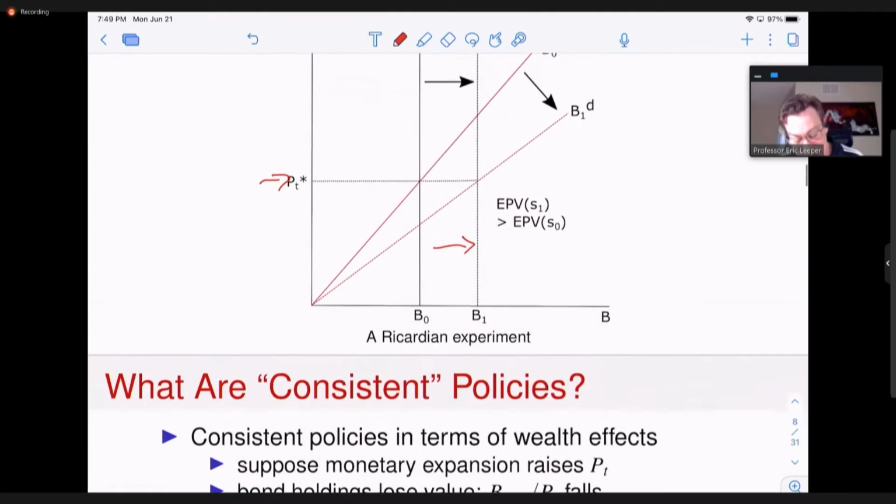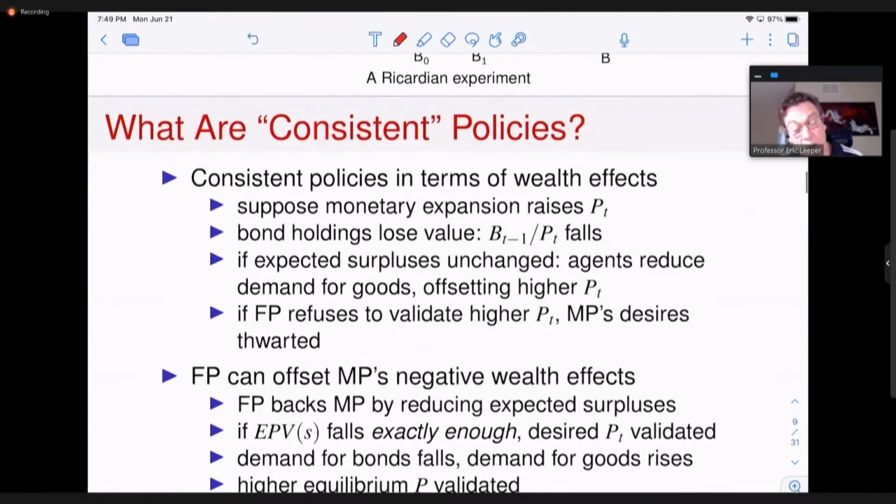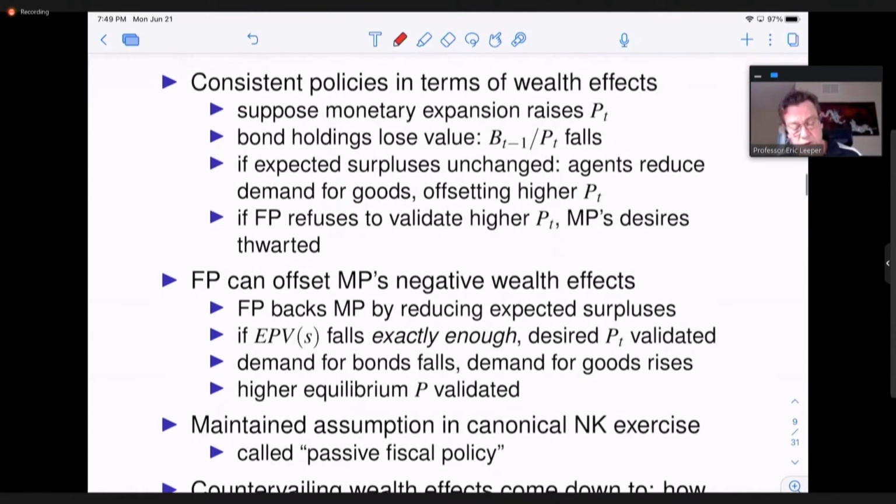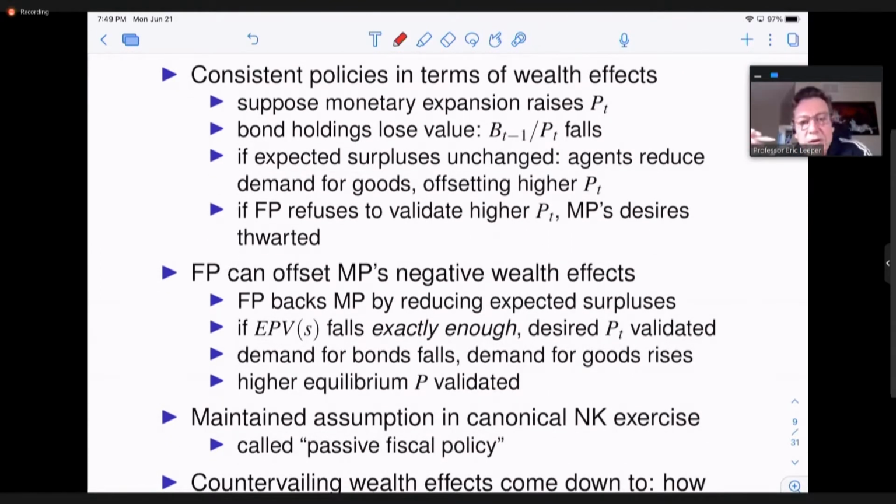So now, I'm going to turn to talking about monetary policy and how these wealth effects show up. So I'm going to talk about these consistent policies in terms of the wealth effects. So suppose that there's a monetary expansion that raises the price level. Well, bond holdings would lose value. And so if you go back to thinking about the individual's intertemporal budget constraint, this wealth would decline.